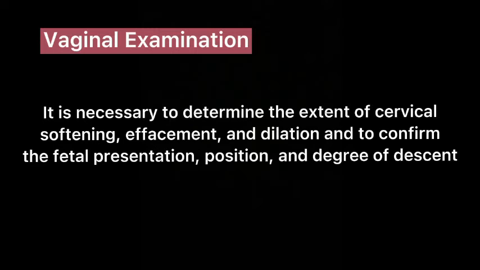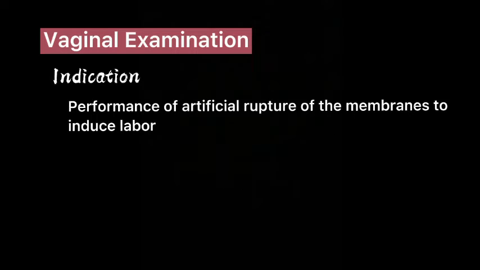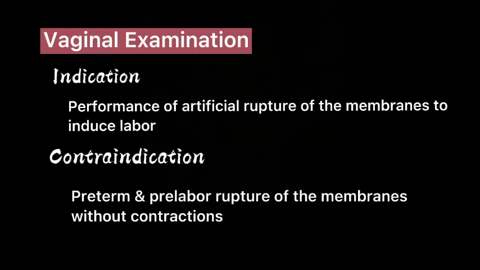Vaginal examination. It is necessary to determine the extent of cervical softening, effacement, and dilation, and to confirm the fetal presentation, position, and degree of descent. It is best done between contractions. The purposes are to prevent infection, check for normal vaginal dilation, determine the cervical readiness for labor, confirm fetal presentation, position, and degree of descent, and to detect early warnings. And for the indication, performance of artificial rupture of the membranes to induce labor. Contraindication, preterm and pre-labor rupture of the membranes without contractions.